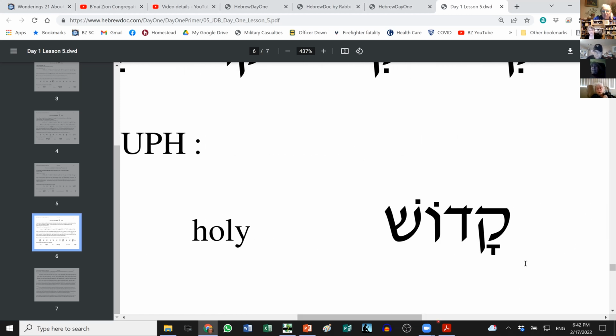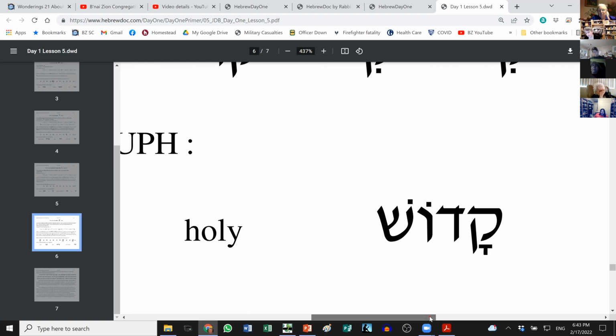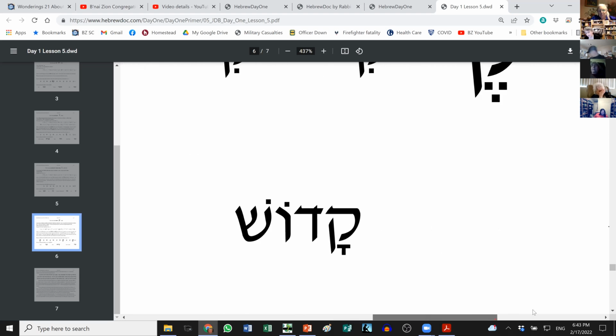This word you probably already know. It means holy. Kadosh. Kadosh, kadosh, kadosh, Adonai Tzevaot. Or you've heard it in Mikadesh. You talk about what holy means, but it starts with a kuf, kadosh.